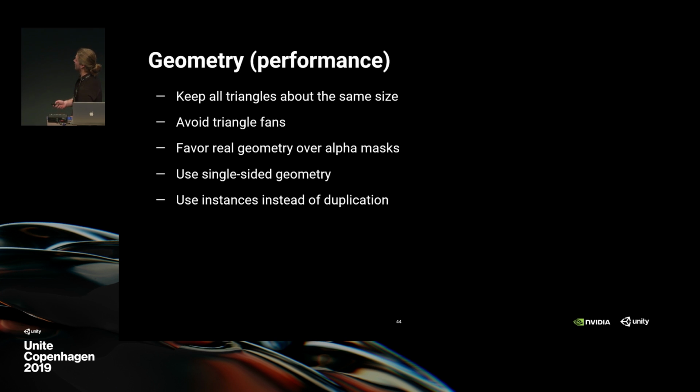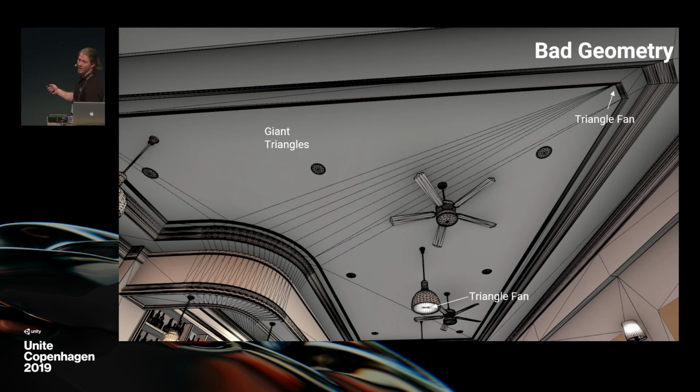So visually, what does that look like? This is bad geometry. These triangles are huge relative to all the other triangles in the scene. There are triangle fans up here. All of these really long, thin triangles share a vertex. There are more triangle fans here. This is exactly what you don't want. This leads to bad ray tracing performance.